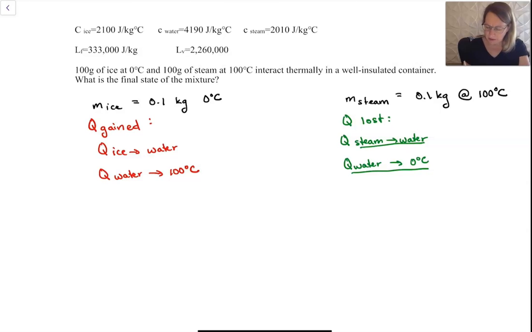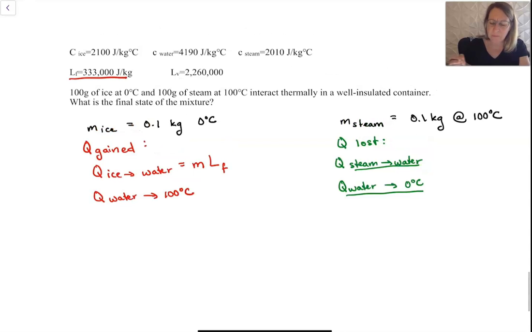So to do this calculation, ice to water, we just do the mass of ice times the latent heat of fusion, which is this one, right? That tells you the heat of fusion, and melting is the solid to liquid transition. And so that would be 0.1 times the number, so we get 3300 joules.